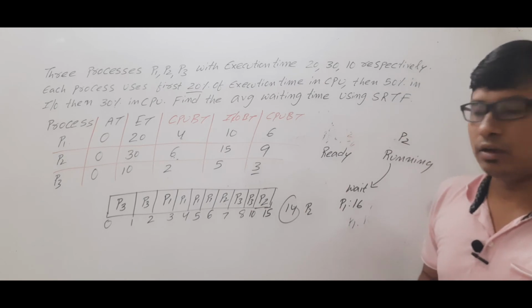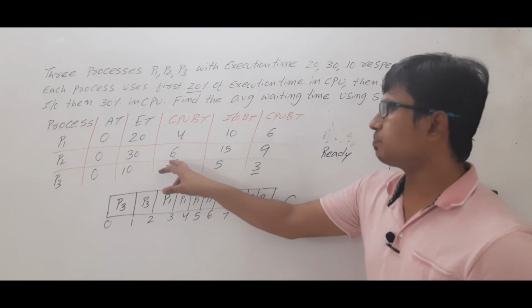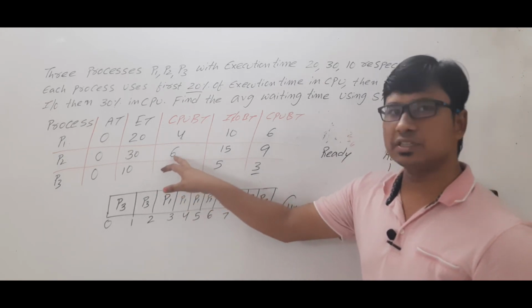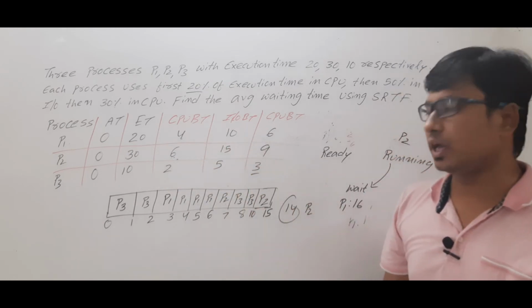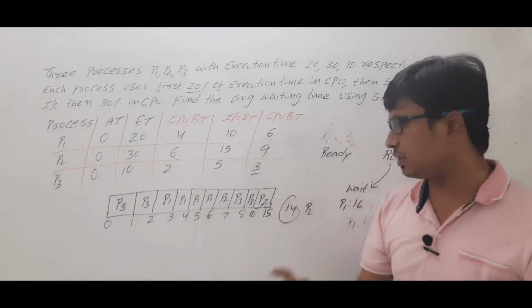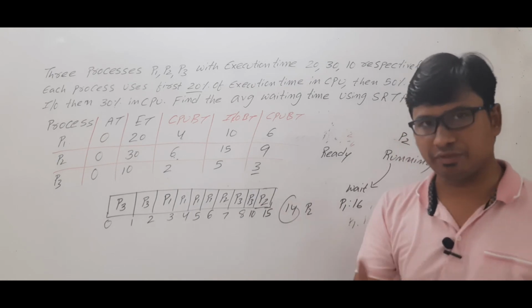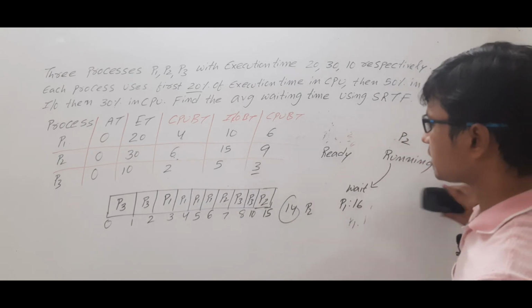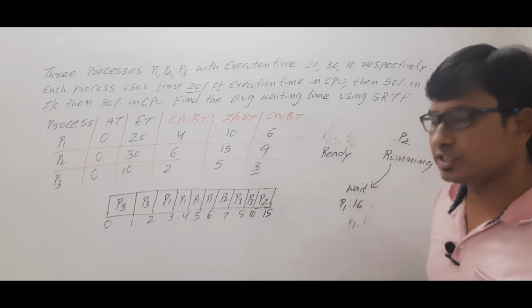Now look here. Process P2 can run for 6 units of time, then it has to go for the IO burst time. Here it has run for 1 unit of time, and here it has run for 5 more units of time. So it has completed its first round of CPU burst time.